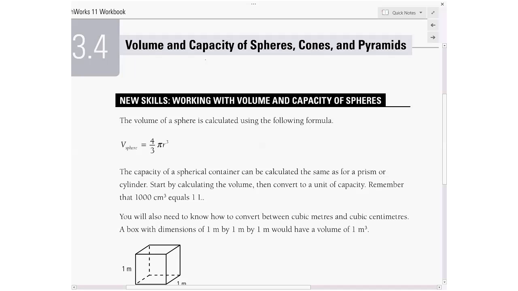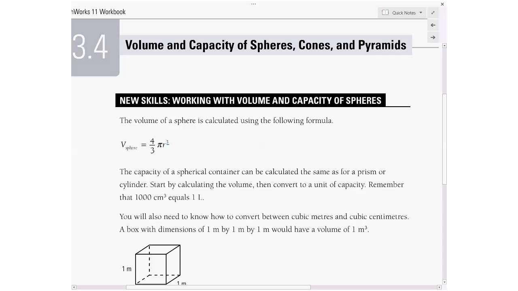In 3.4, we're going to finish off our unit looking at the volume and capacity of spheres, cones, and pyramids. So the first formula we'll give you is the formula for the volume of a sphere, which is 4/3 pi r cubed. Now, when we did the surface area, the area of a circle is pi r squared. When we did the surface area of a sphere, it was pi r squared times 4. Now the volume of a sphere is pi r cubed, so there's one change there.